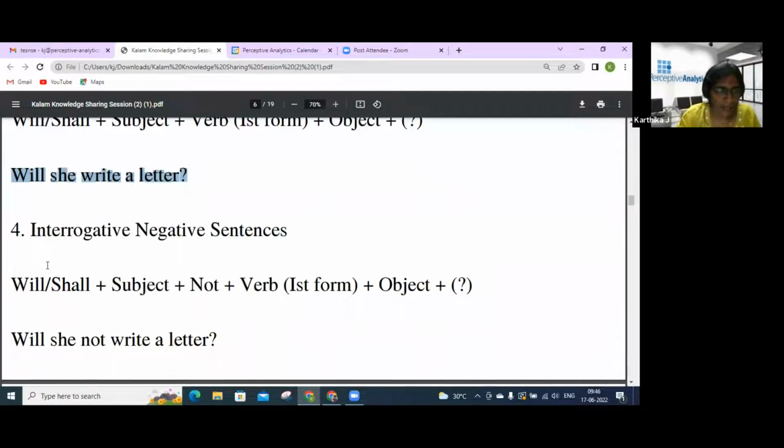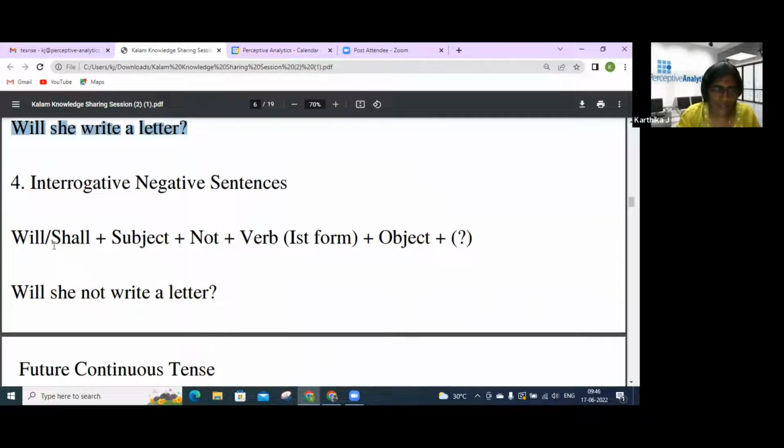Then, combining the interrogative plus negative sentence, we have to use the helping word in the front and not. So will or shall plus subject plus not plus V1 verb plus object. Will she not write a letter?